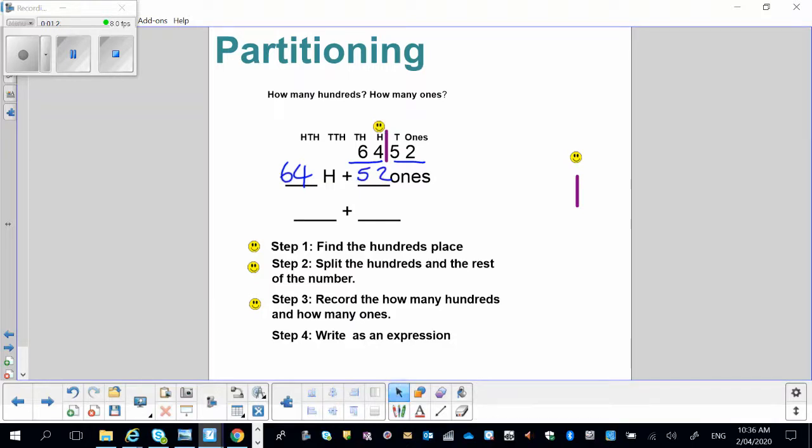The final thing I'm going to do now is write that down as an expression. That's going to be my partition. So I look at the 64 hundreds, and I know that 64 hundreds has 2 zeros, because hundreds means it's got 2 zeros after the hundreds place. So 64 hundreds is 6,400, and 52 ones is just written down as 52. So 6,452 can be broken up into 64 hundreds and 52 ones, or it can be broken up into 6,400 plus 52.